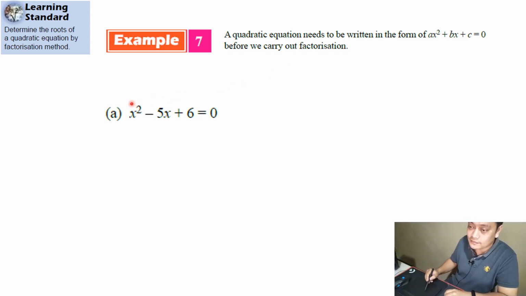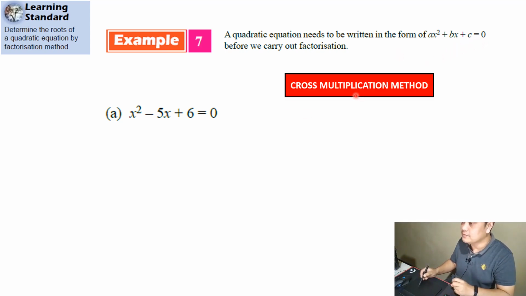Okay, take a look at example 7a. x squared minus 5x plus 6 equals 0. This is a quadratic equation. This quadratic equation is already written in form of ax squared plus bx plus c equals 0. Then you can perform cross multiplication method by factorizing x squared minus 5x plus 6.